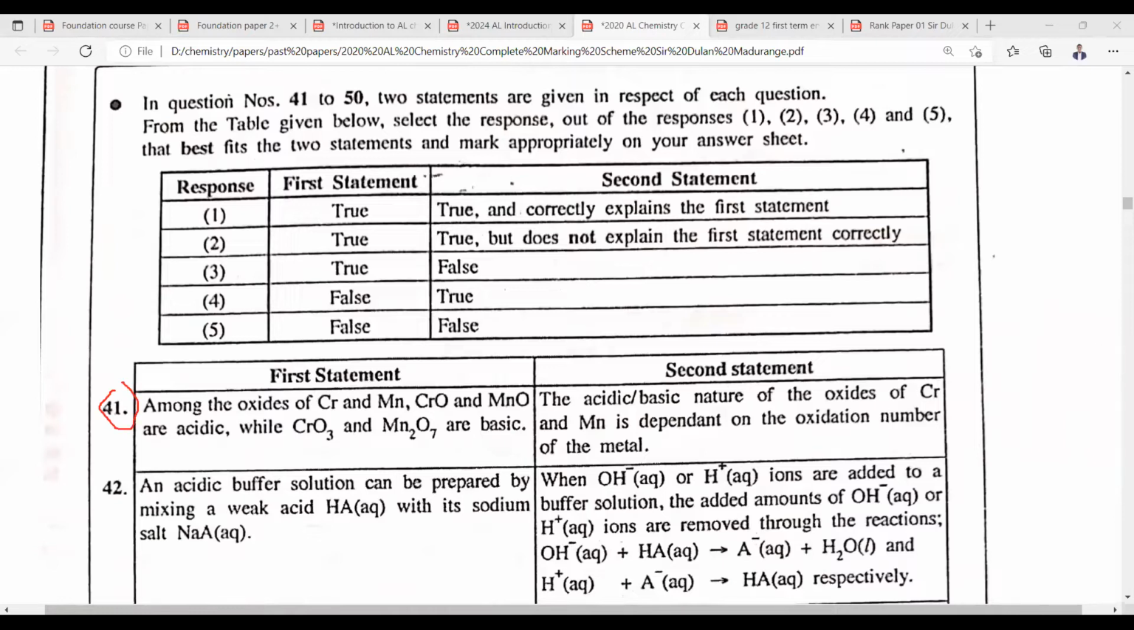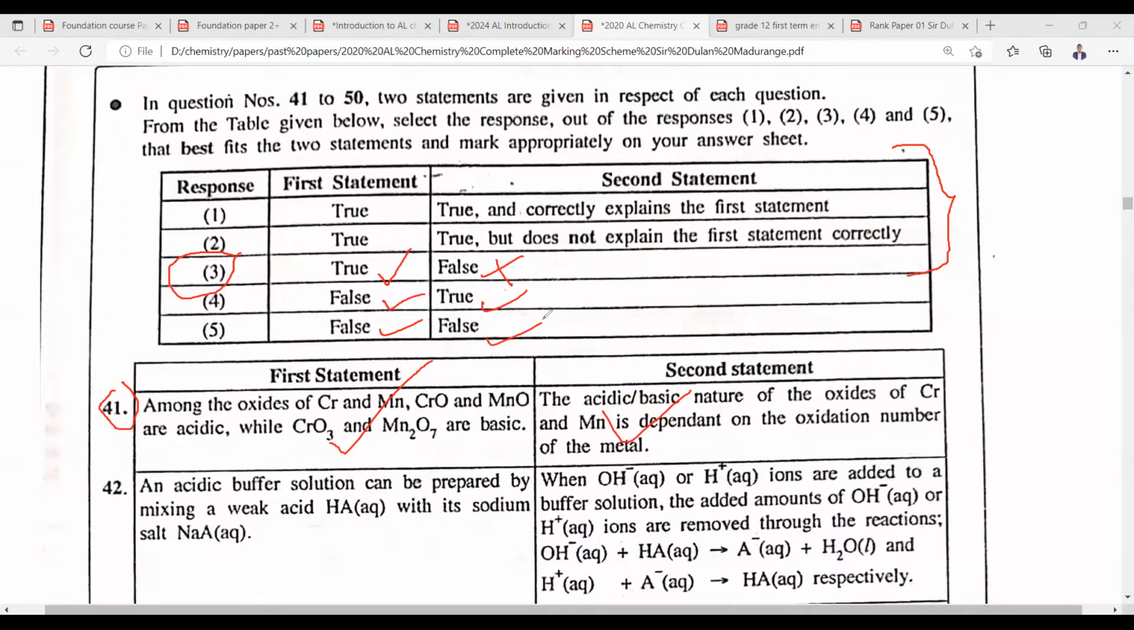Sometimes you may be in trouble about how to select the answer. You should know there's a table for that: first statement, second statement. Just see answer number 3. In answer number 3, the first statement is true and the second statement is false. In answer number 4, the first one is false and the second one is true. In answer number 5, both statements are false.